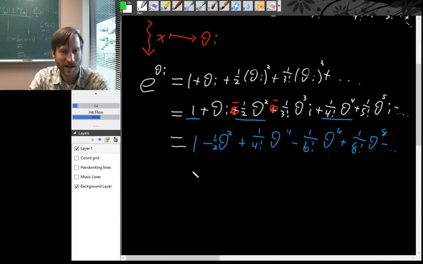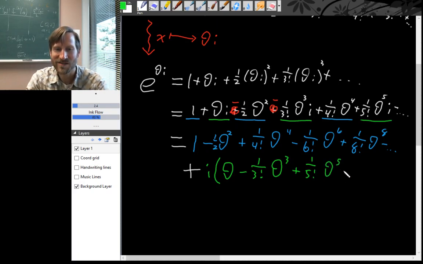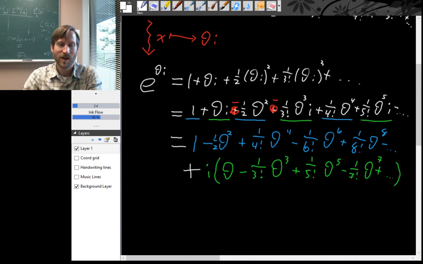Okay, and then plus, now let's gather up all the terms on the previous line that have an i. So that's the green ones here. And let's factor out that i at the very beginning. So i times theta minus 1 over 3 factorial theta cubed. And then the i, remember, we've already factored out the i from that term, plus 1 over 5 factorial theta to the 5th, and so on. The next term is minus 1 over 7 factorial theta to the 7th, and then plus 1 over 9 factorial theta to the 9th, etc. Okay.